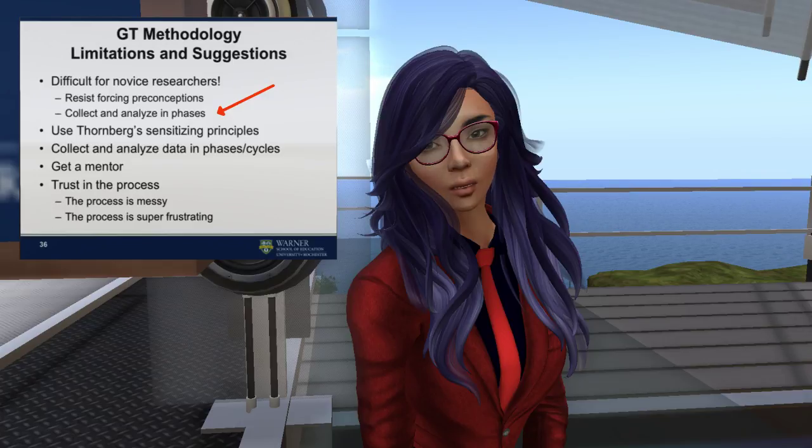Thank you, Mal. So what I was about to say is you need a mentor, or you need to find people that have some grounded theory methodology experience. Because there's a lot of studies out there that claim to be grounded theory, but in reality they weren't.